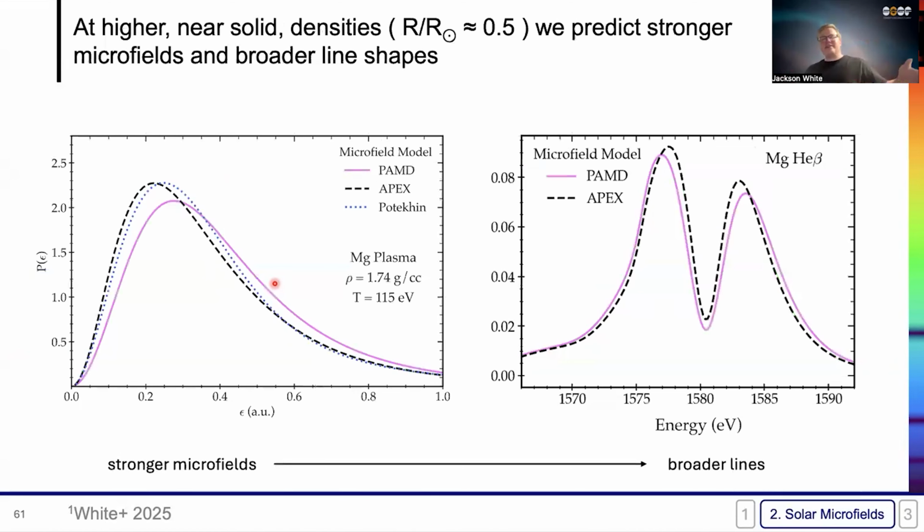But as you go to higher densities, say if you go to a solar radius of 0.5 now, what we find is that as you go to these denser conditions, we tend to predict stronger microfields, which generate broader line shape profiles. And this is encouraging because as you broaden out these line shape profiles, you actually increase the Rosseland mean opacity. And so this helps move us in the right direction towards helping understand why our current opacity models are underpredicting the expected opacity in the sun.